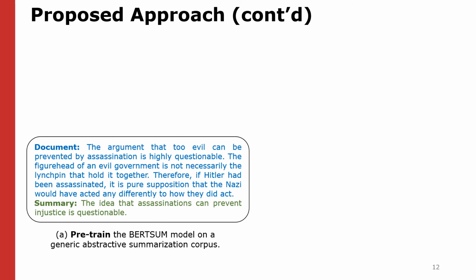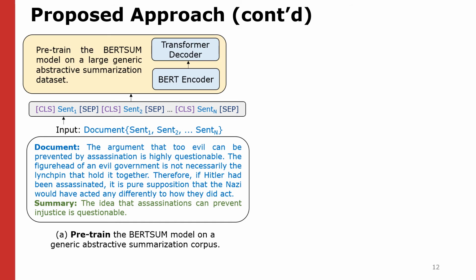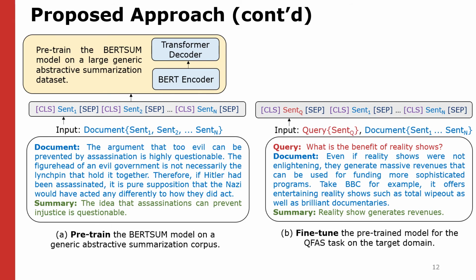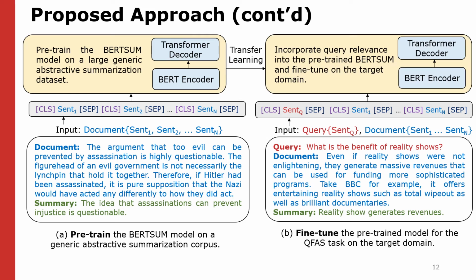Then in order to give the document as an input to the encoder of WordSum, we separate each sentence with the SEP token and put the CLS token before the start of each sentence. Then for fine-tuning in the target domain, where the query is also given with the document, we concatenate the query with the document to give as input to the encoder.